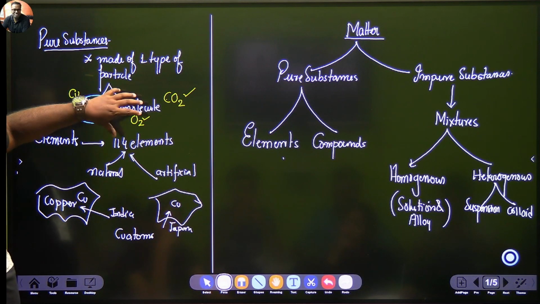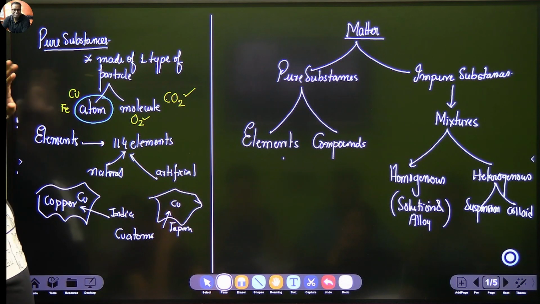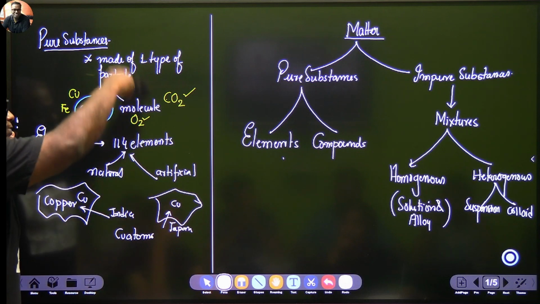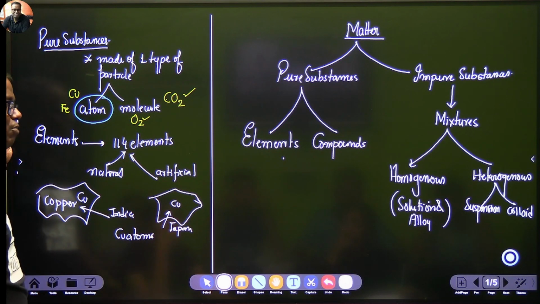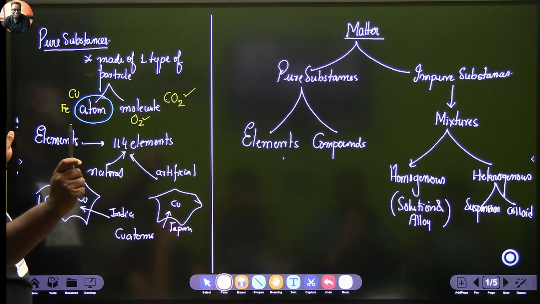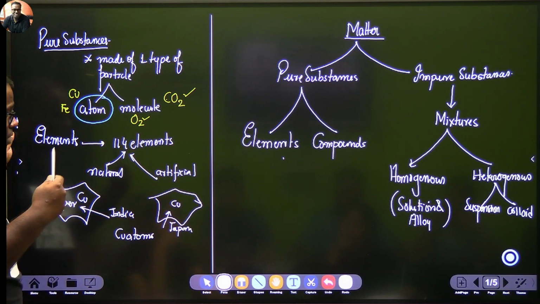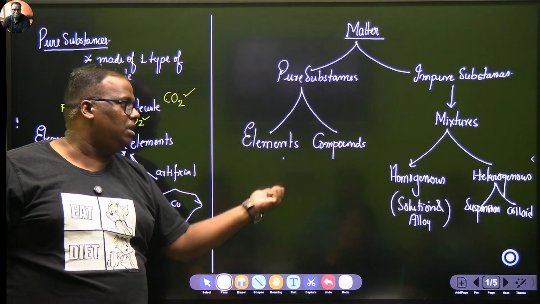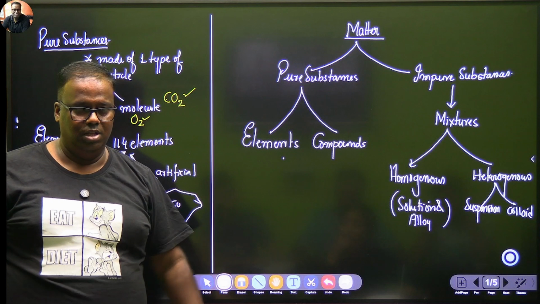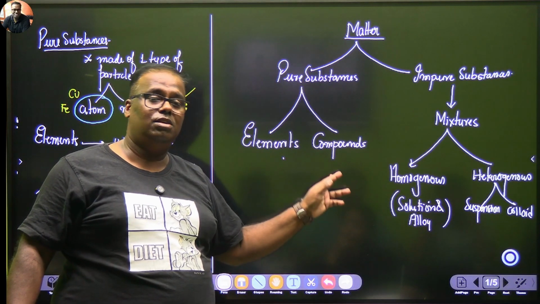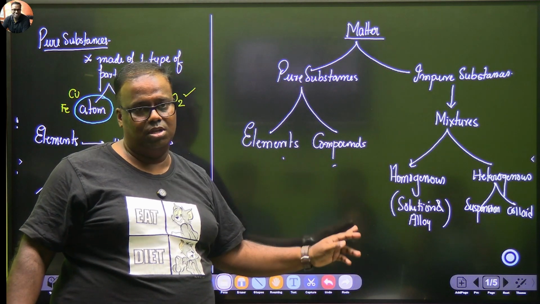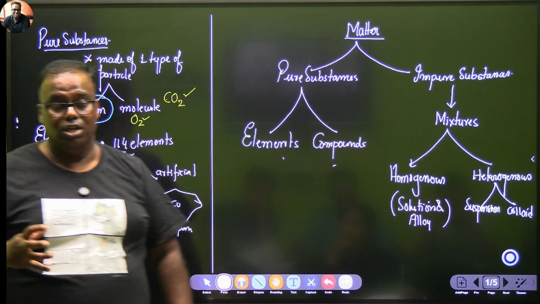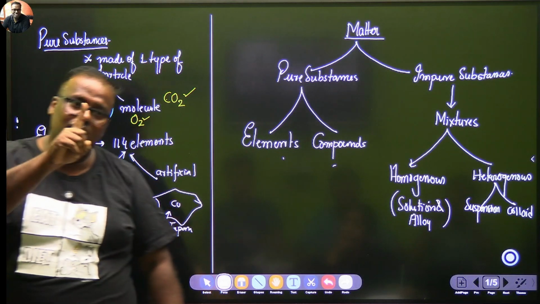As long as the particle is one type, you call it a pure substance. So elements are pure substances because they contain one type of atom, or one type of molecule. Inside their molecule, there is only one type of atom. Whereas compounds are formed when 2 or 3 elements chemically combine to form one new molecule. In this molecule, I will see more than one type of atom. But can you separate them? No. If you want to bring them, you have to bring that molecule only. So compounds are also made up of one kind of particle.